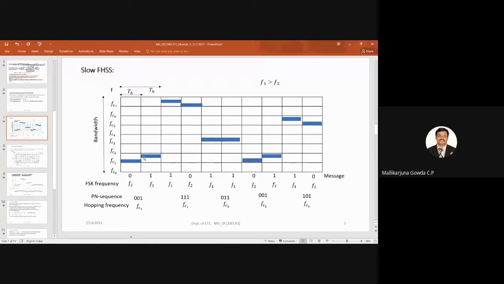And next, for this one, the hopping frequency is FC7. That is why it is at this point. So this is my FC7, okay. And the first bit is 1. That is why it is written here, FC7 plus F1. Then the next bit is 0. So still the hopping frequency is FC7 only, but I am sending symbol 0 by a frequency F2. That is why I am writing this as FC7 plus F2.